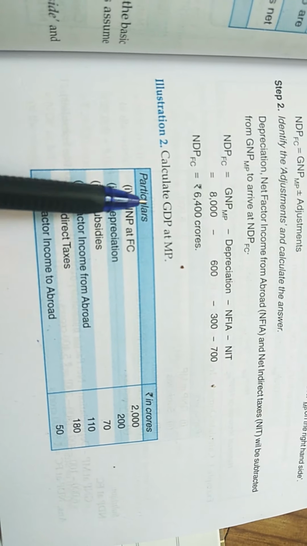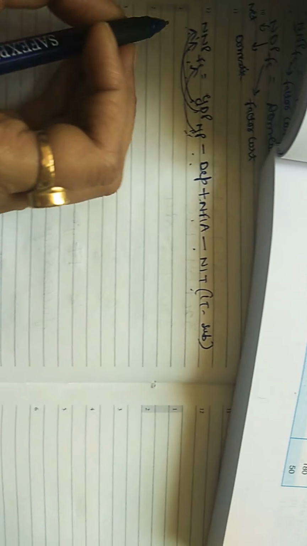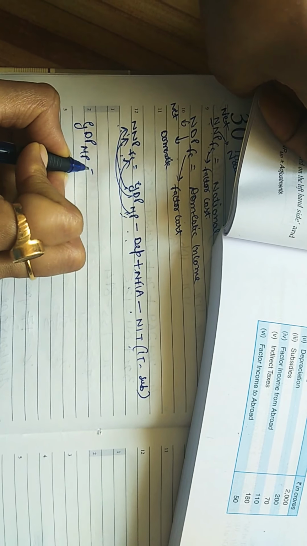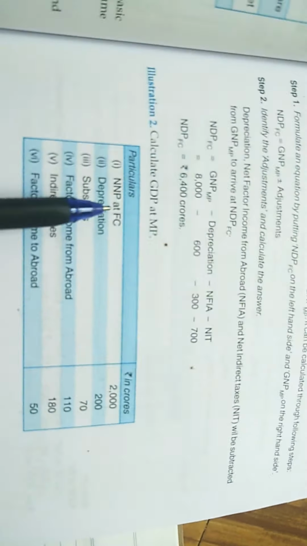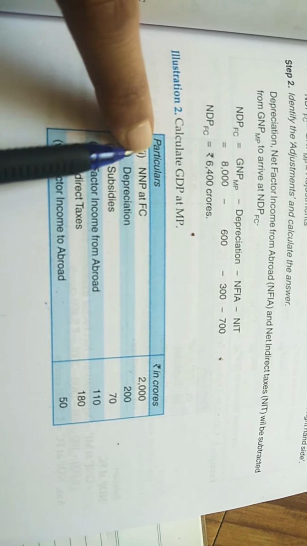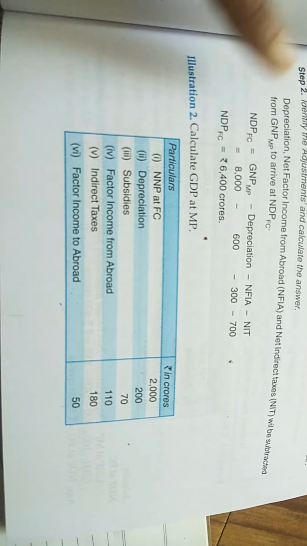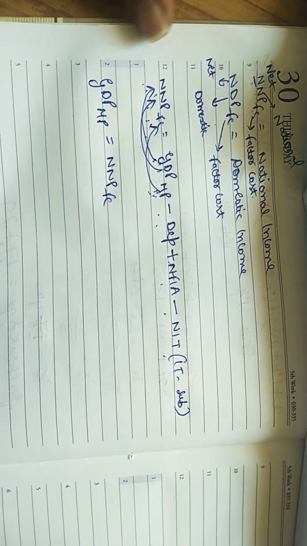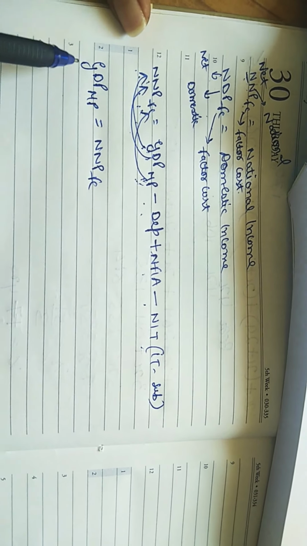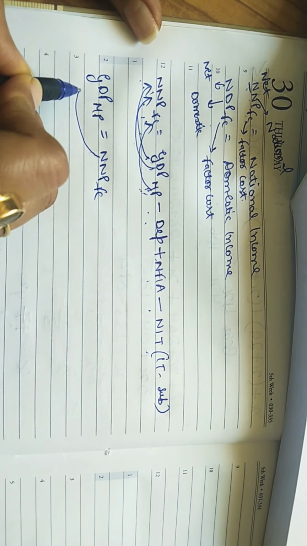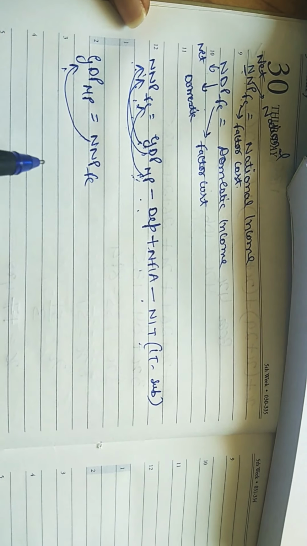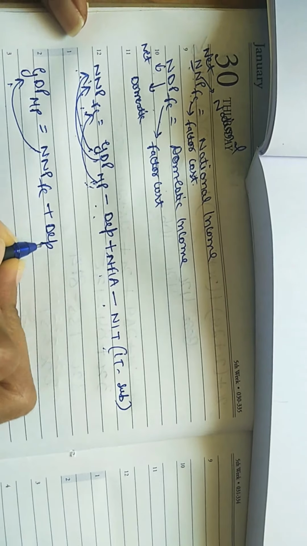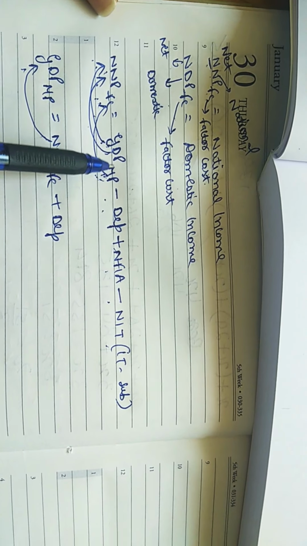So let's start. We need to calculate first of all GDP MP. So first of all write down GDP at MP here. Then equals to what is given in the question. We need to catch the symbol, this short form NNP at FC. So let's copy that, NNP at FC. Now what is our next step? First of all we need to convert that NNP at FC to GDP. So net to gross. Net is smaller than gross. So to make it gross, what we need to add? Depreciation, as we already learned here.